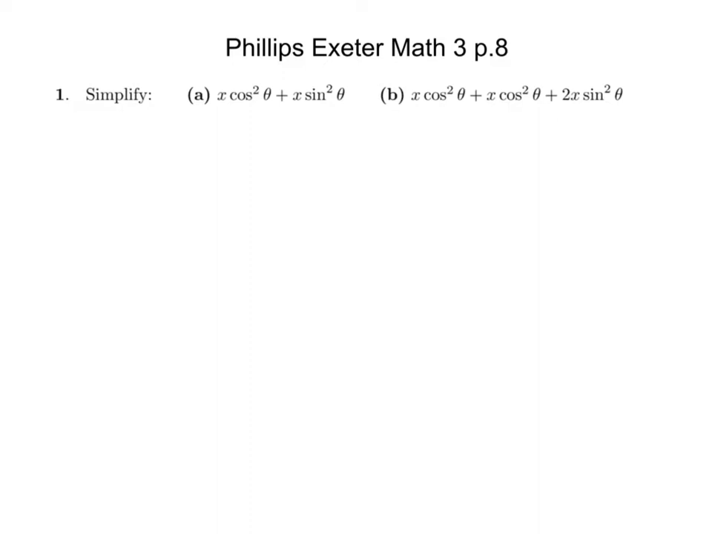Okay, this is number 1. You notice you have x cosine squared theta plus x sine squared theta. Just algebraically, what do you think you can do to this? This is x times something plus x times something. Factor out an x. So hopefully you saw that. If I factor an x out, we're going to have a cosine squared theta plus a sine squared theta, right? Now what?